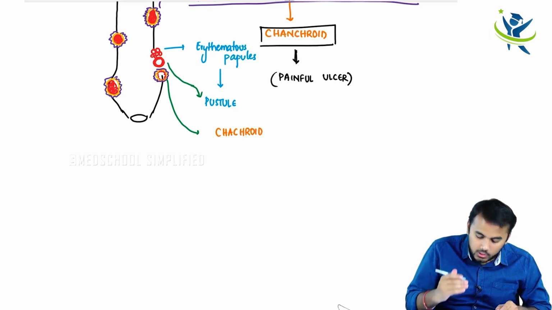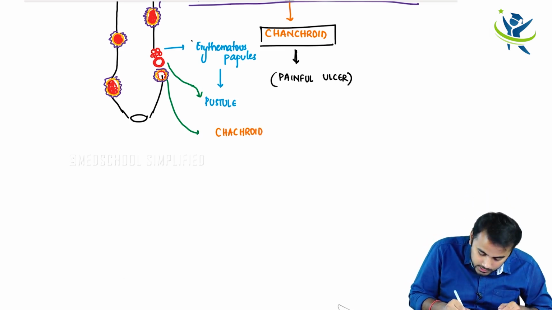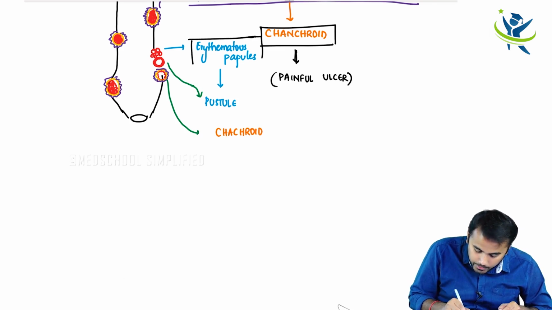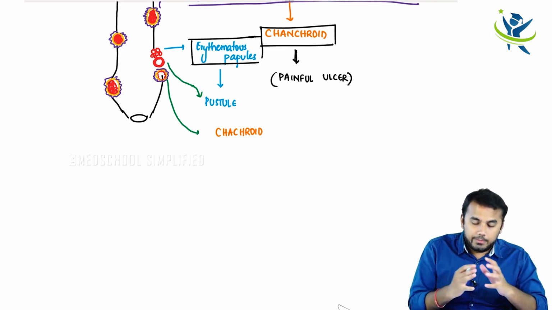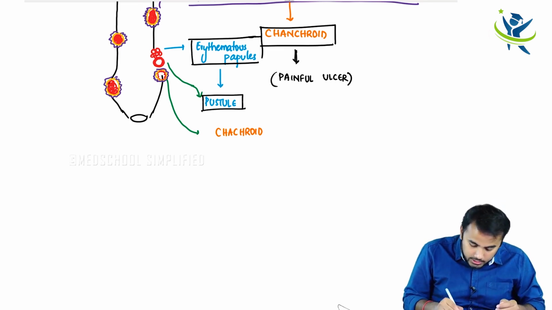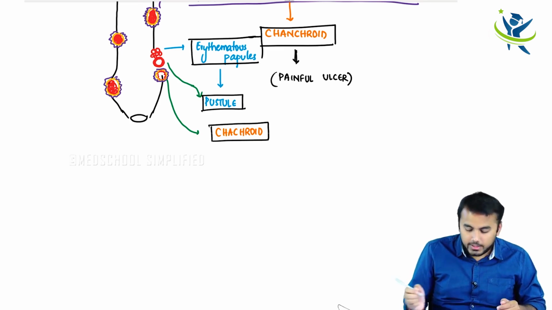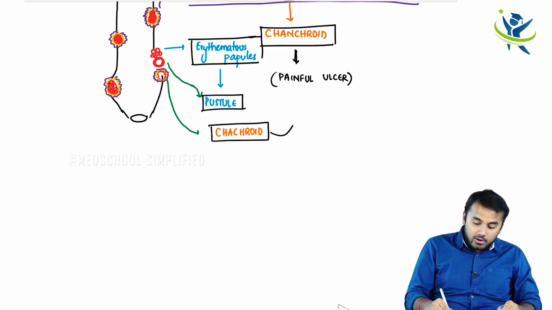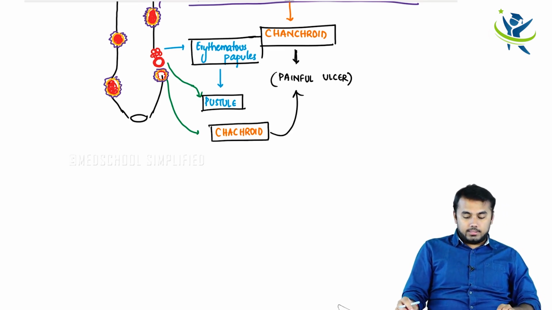So now you understand the stages of formation of chancroid. The first thing is erythematous papules. Erythematous papules fuse together to form a pustule. The pustule ruptures to form a chancroid. And chancroid is a painful ulcer, a very, very painful ulcer.